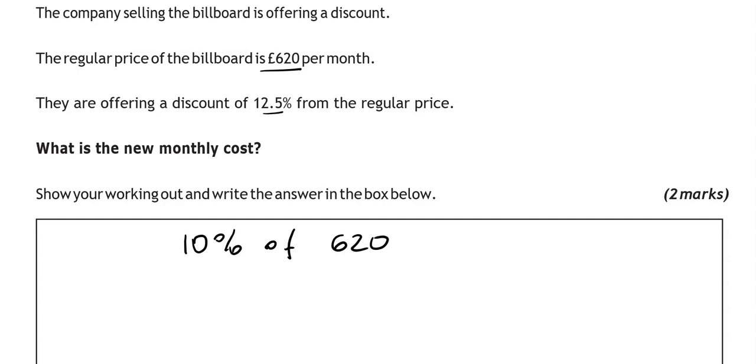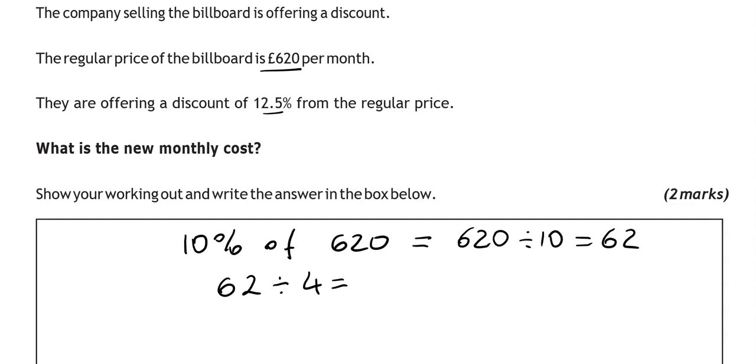So 10% is worked out by dividing by 10. So 620 divided by 10 gives me 62. Now the 2.5%, that is 1/4 of this. So I'm going to do 62 divided by 4. How many 4s would fit into 6? That would be 1, and we'd have 2 remaining. How many 4s would fit into 22? That would be 5, and we'd have 2 remaining.